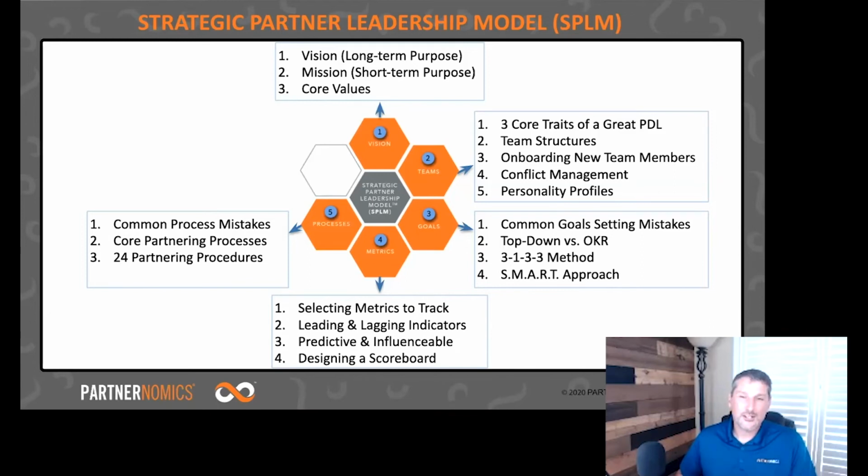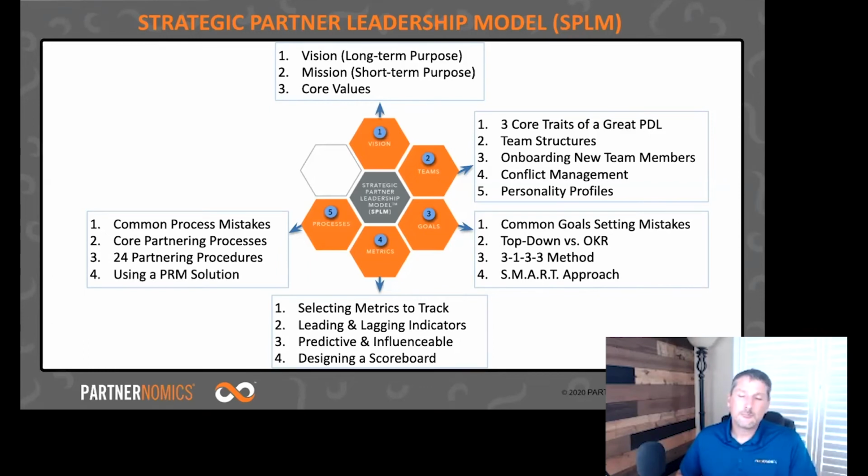So for example, within your team, you're going to have a hiring process. Okay, so then what are the supporting procedures? What are those tasks that your team needs to execute in order to do it well? A contract negotiating process. Then what are the underlying procedures that you need to do in order to effectively negotiate and execute those partnerships? That's what those core procedures are going to share with you.